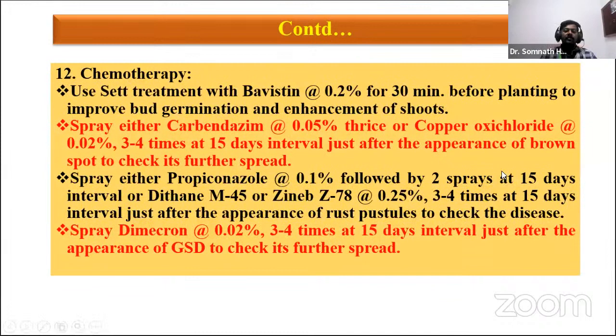For chemotherapy, the treatment of different diseases, we need to apply different chemicals. For sett treatment, we treat with Bavistin to remove the primary source of infection from the sett. That is a 0.2% sett treatment with Bavistin for 30 minutes before planting the sett. So these are the different chemicals which are used as and when required when there are disease conditions.